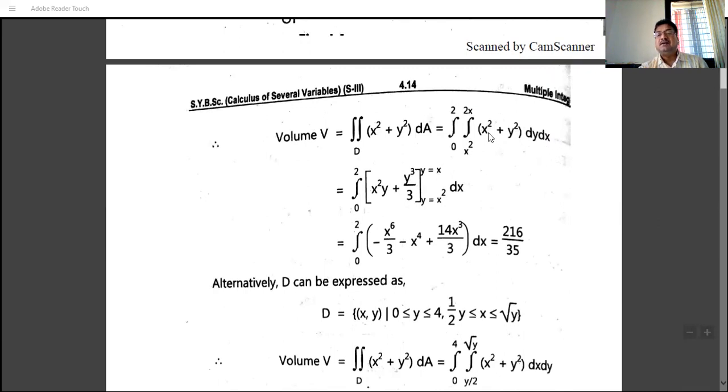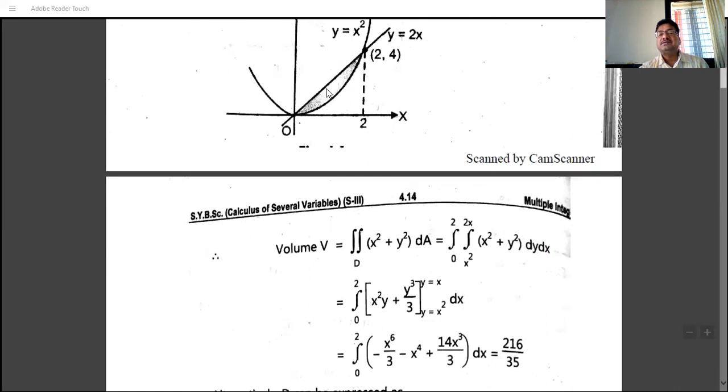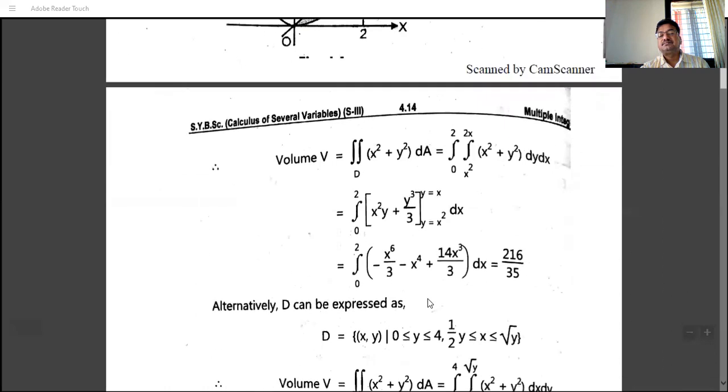So here the integration is with respect to y first, therefore take a strip parallel to the y-axis, and its one end touches the line y is equal to 2x. So one limit is 2x and the other is y is equal to x square. So write x square below and 2x above. And x runs from 0 to 2, because in order to cover this region we have to move the strip from 0 to 2.